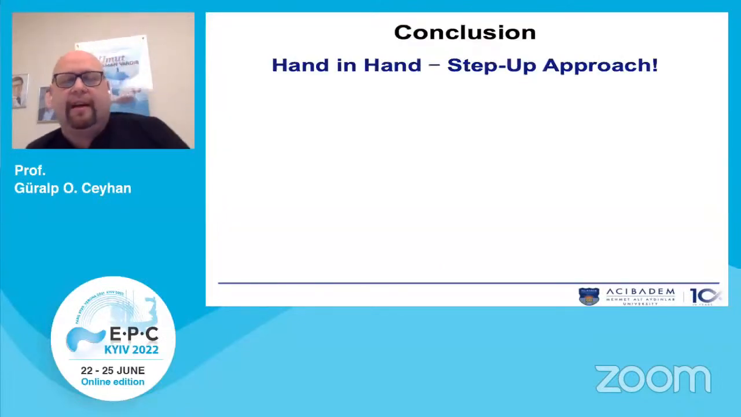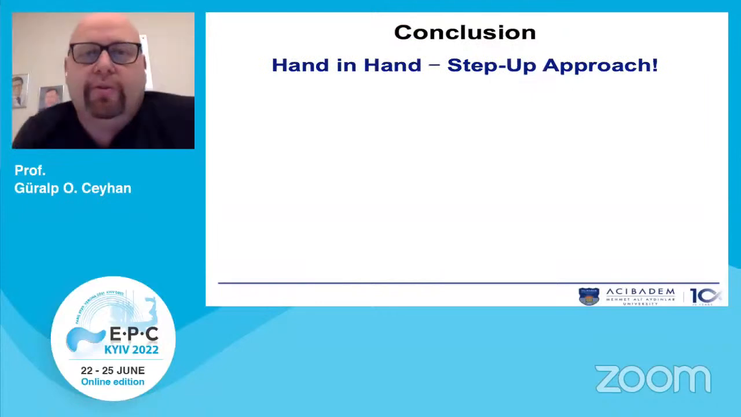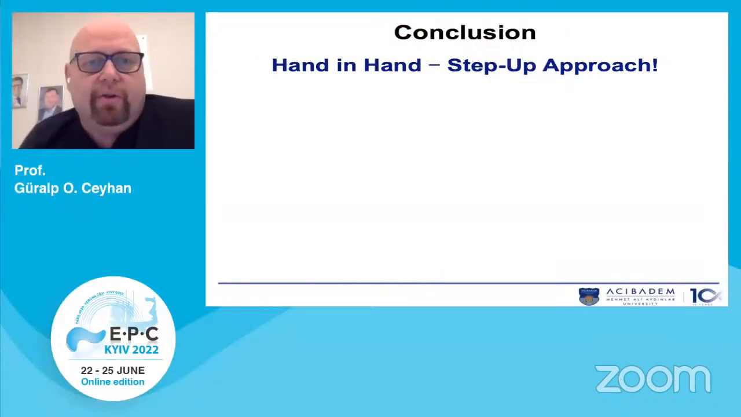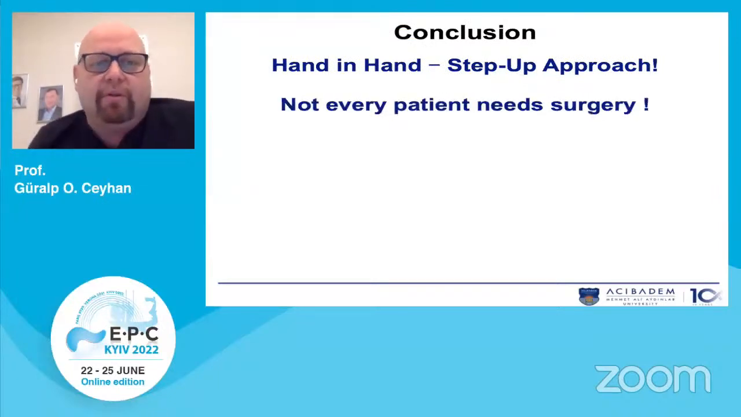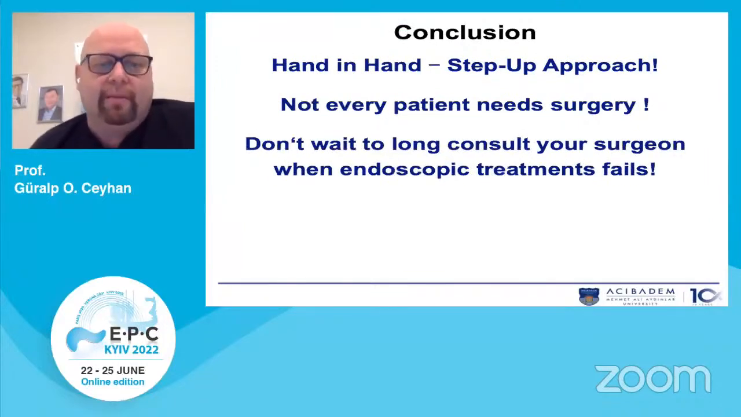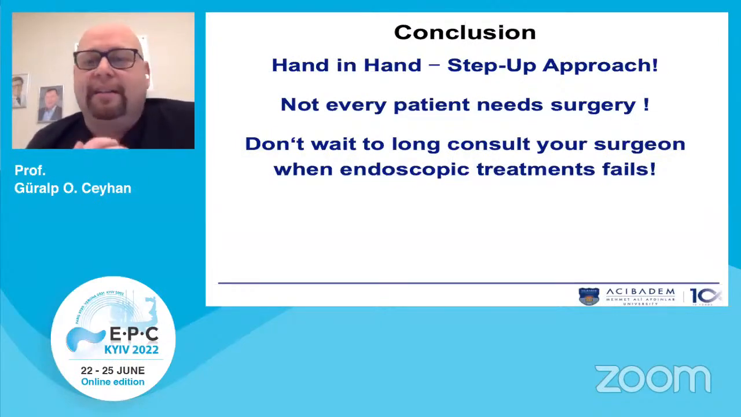To conclude my talk, I think a hand-in-hand step-up approach is the key. This means we have to go on together with the gastroenterologist and surgeon and talk about all the patients. And because it is very important that it should not come out from this discussion that not every patient needs surgery. But when the time for that has come, then we have to go for surgery, because we know long-term results are better. And I think it is very, very, very important that we don't have to wait when endoscopic treatment fails. It can happen.